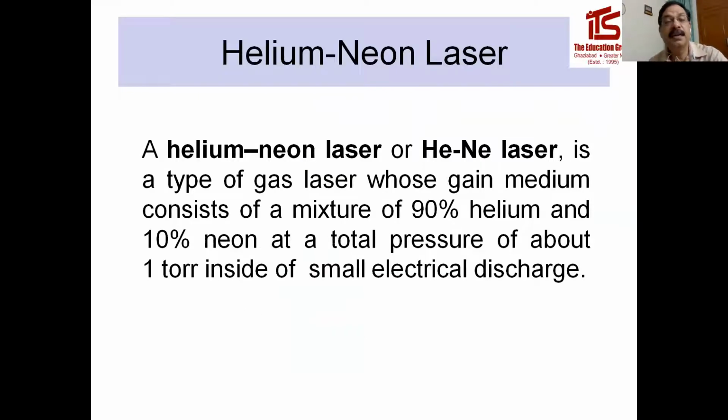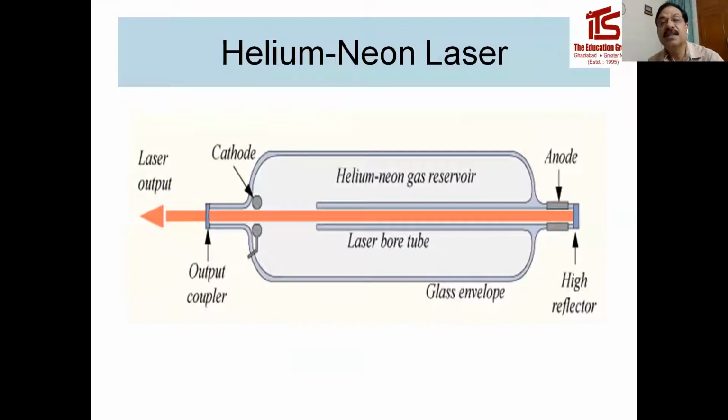Already I discussed that a helium neon laser is a type of gas laser whose gain medium consists of a mixture of 90% helium and 10% neon at a total pressure of about 1 torr inside a small electrical discharge tube. First, I will discuss the structure of the helium neon laser.